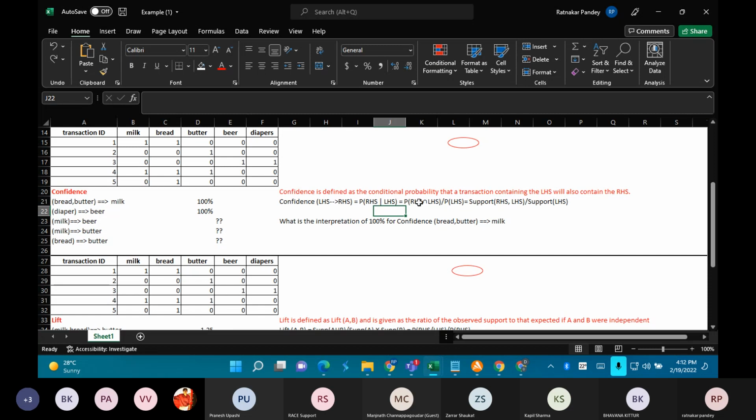In terms of probability, it is the intersection of the right hand side and left hand side divided by the probability of the left hand side. In terms of support, it is the support for both sides happening together divided by the support for the left hand side. If you get confused with the journey from left to right, just focus on the extreme right: the support for both sides divided by the support for the left hand side. This formula is what we use to compute these metrics.